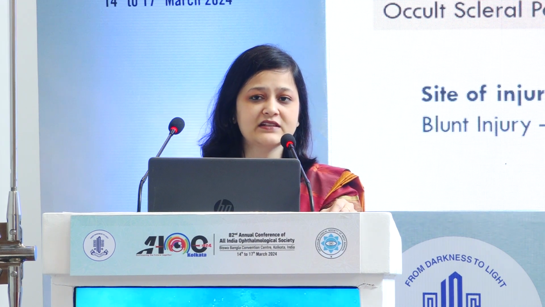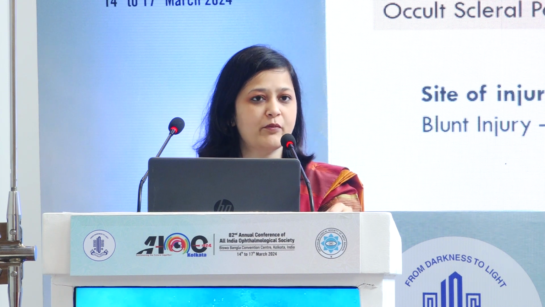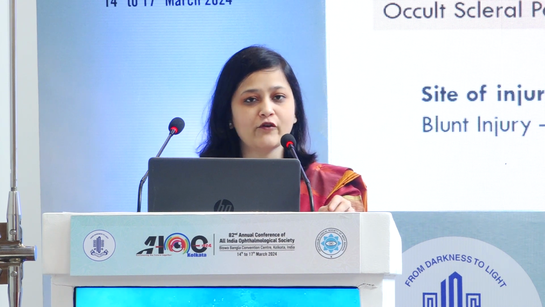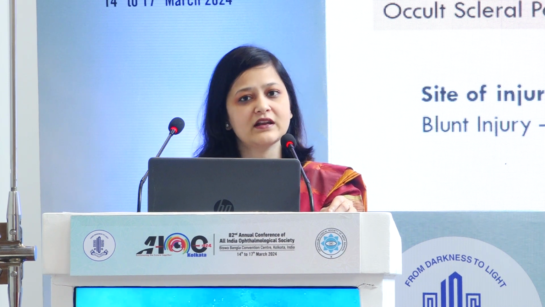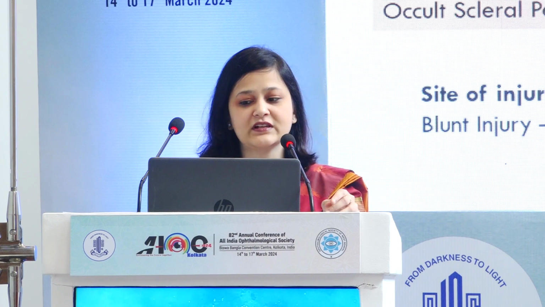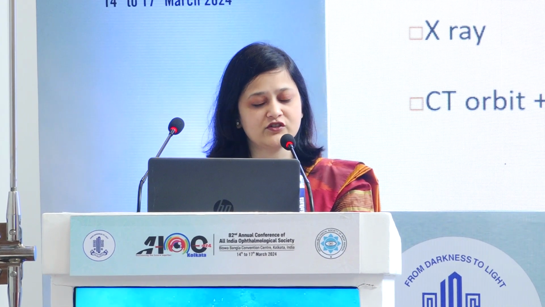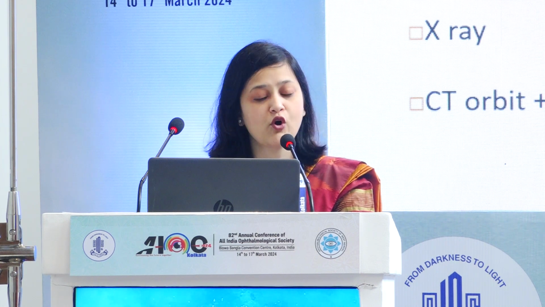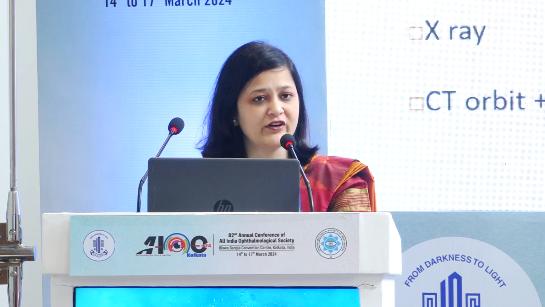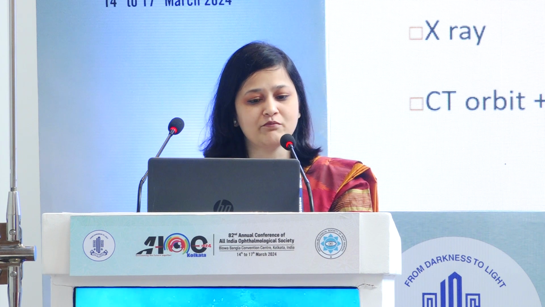Now your traumatic scleral wounds can be either occult scleral perforation, a combination of corneoscleral perforation, or limbus to limbus corneal perforation with scleral perforation extending on either side. In blunt injury, the site of scleral perforation is usually where the sclera is weakest, that is near the insertion of the muscle recti or around the optic nerve. These sites are often difficult to approach and therefore difficult to manage.